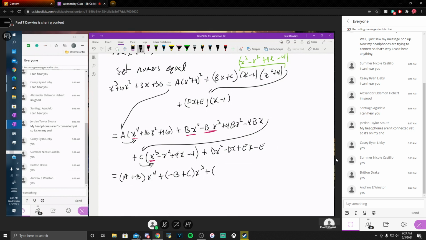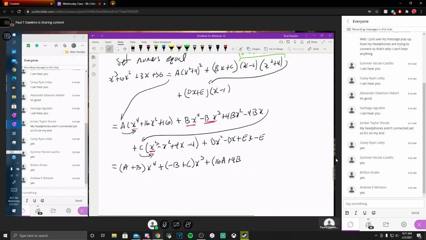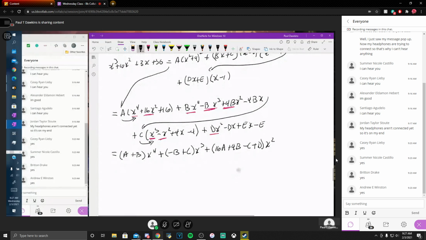Okay. X squared terms, 16a from there. And then a 4b from there, it looks like. There we go. Minus c from over here, and then a plus d from there, it looks like. So we can't fall off it. 16a, 4b, minus c, and a plus d. Okay, I agree. All right, let's go down the line again.